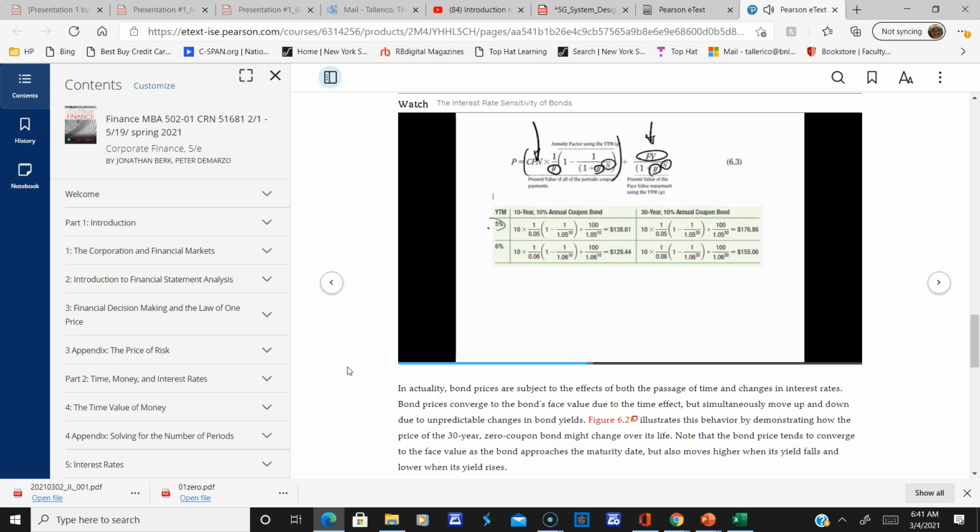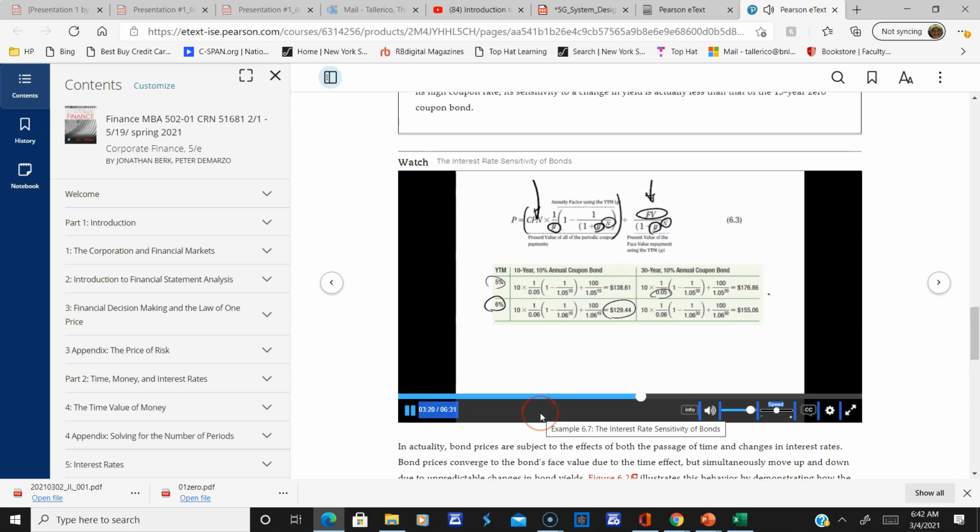And so for a 5% yield to maturity, the 10-year 10% coupon bond, $10 coupons, 5% yield to maturity, 10 years, $100 repaid at the end, is worth $138.61 per $100 in face value. If the yield to maturity goes to 6%, then its price drops to $129.44. Remember that as interest rates go up, bond prices go down because interest rates represent your opportunity cost of investing in the bond.